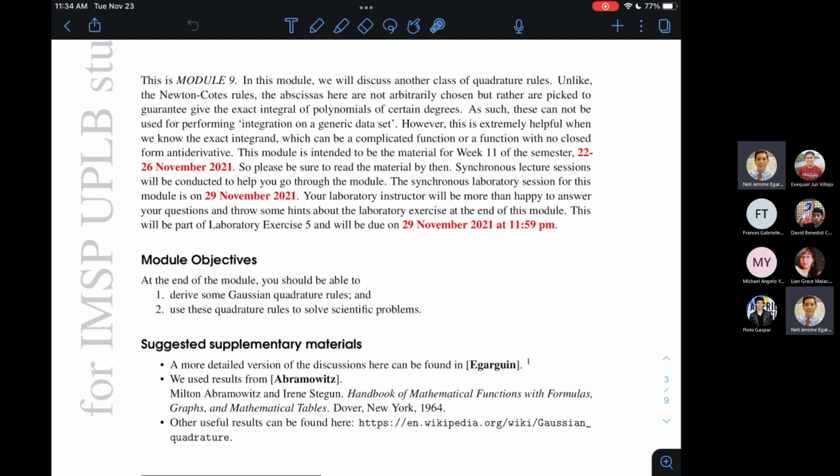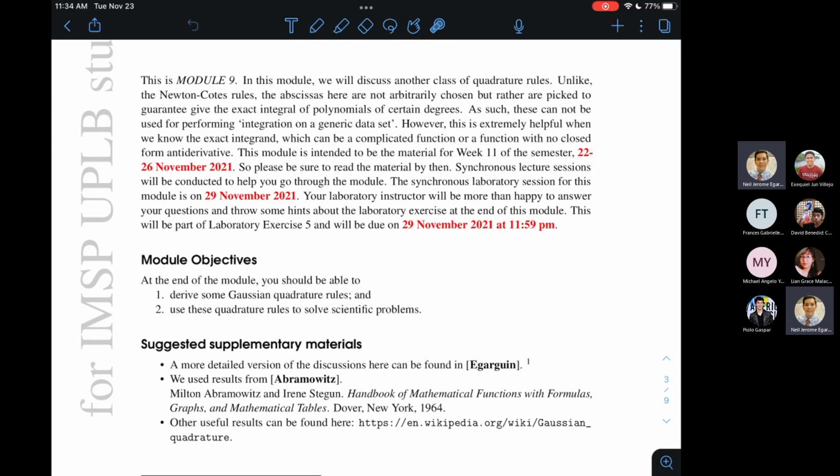Okay. And we just have two objectives for this module. Number one is to derive probably one or two Gaussian quadrature rules. And of course, before we derive them, we'll discuss what they are. And second is to use these quadrature rules to solve scientific problems.